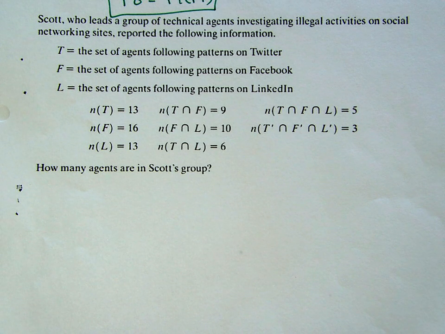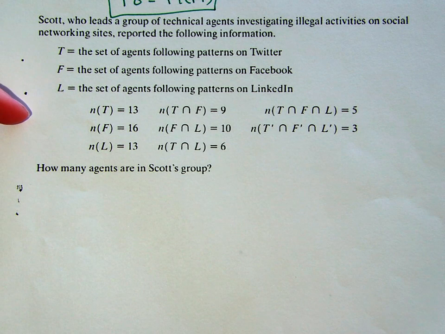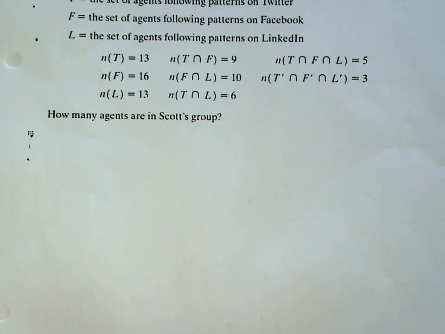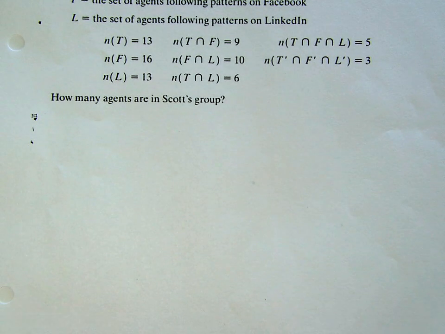And we're going to make a diagram since we have 3 different categories that looks just like our last one. Big square, 3 circles. We're going to label them, and we're going to find out where everybody lives inside these circles based on the information that Scott has gathered. Because our final question for this one is, how many agents are in Scott's group? Because that's one thing we don't know. So we want to know how big his group of investigators is.